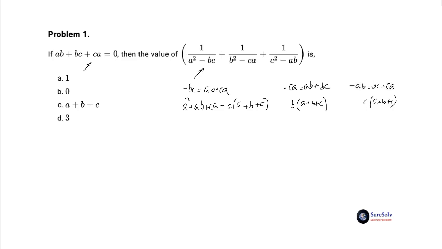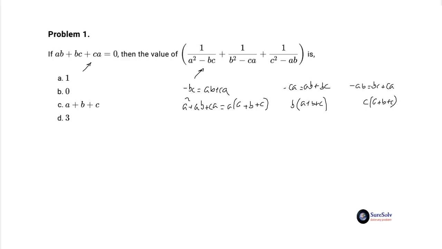1 by A plus B plus C will be factored out. In the other factor, the sum of 1 by A, 1 by B and 1 by C will have AB plus BC plus CA equal to 0 in the numerator. The final result will then be 0.